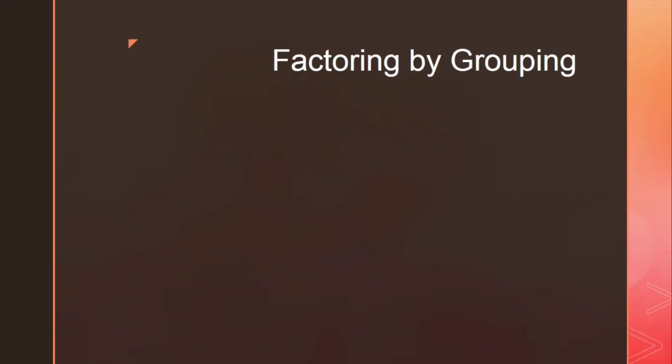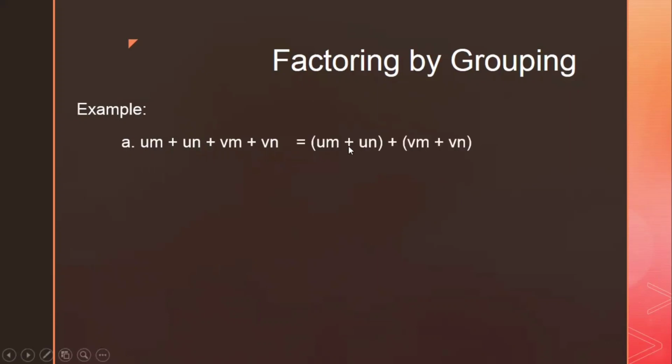Next is factoring by grouping. To factor polynomials by grouping, we group the terms with a common monomial factor. In the example, um plus un plus vm plus vn, we can group um and un, and vm and vn. Then we take out the common factor, which in the first group is u, and in the second group is v. So we'll have u times (m plus n) plus v times (m plus n).